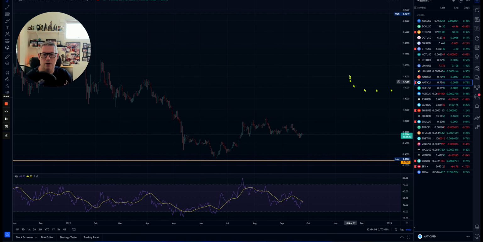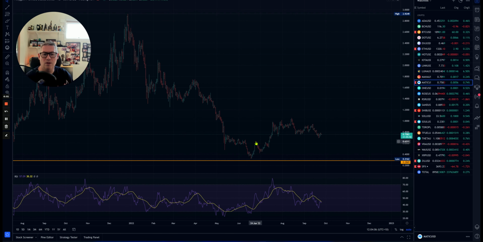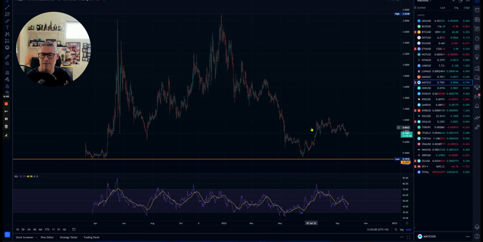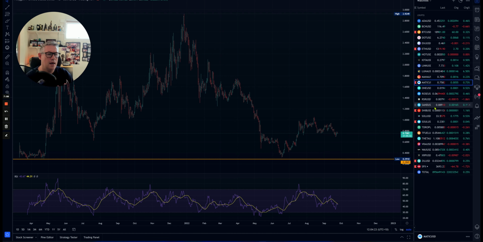Matic, which is Polygon, has moved up strongly, but is now moving sideways at the moment. And again, if you have a look at where it's moving, it's right on a resistance point that happened way back in May 2021. It tested that resistance point in July 2021, was down there for a day, and then shot straight back up through it. So quite a strong resistance level where that is at the moment.